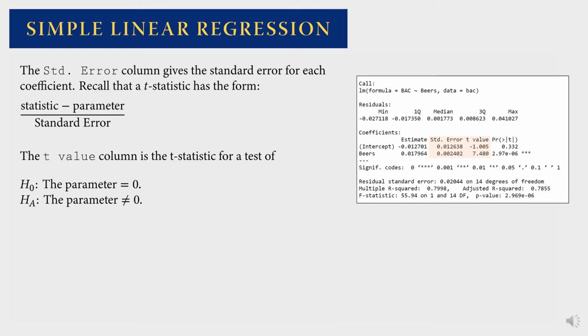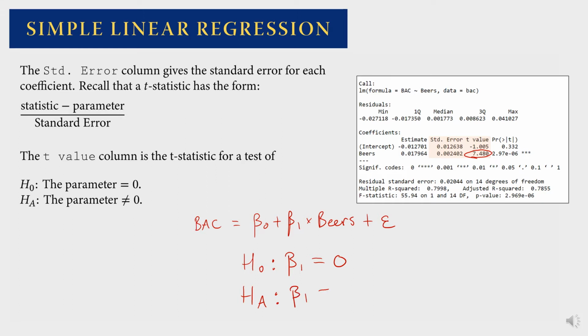So in this one, our model is this. The t-statistic for Beers is testing the null hypothesis that the coefficient multiplied by Beers equals 0. And it's a two-sided test. The alternative will be that beta 1 is not 0.